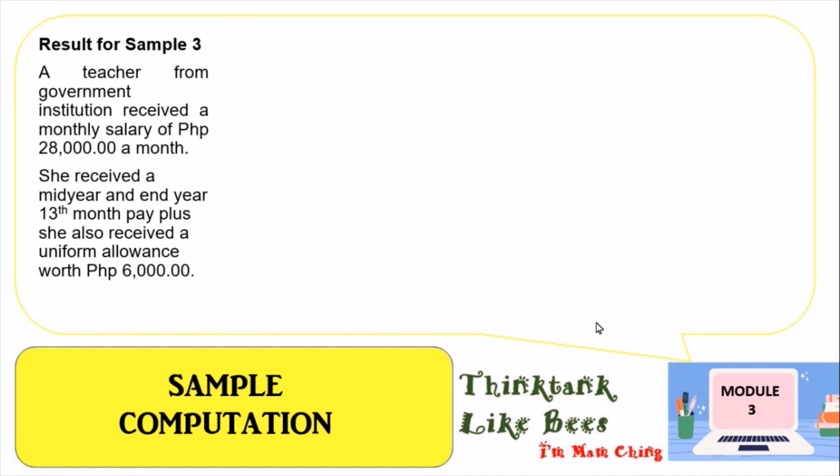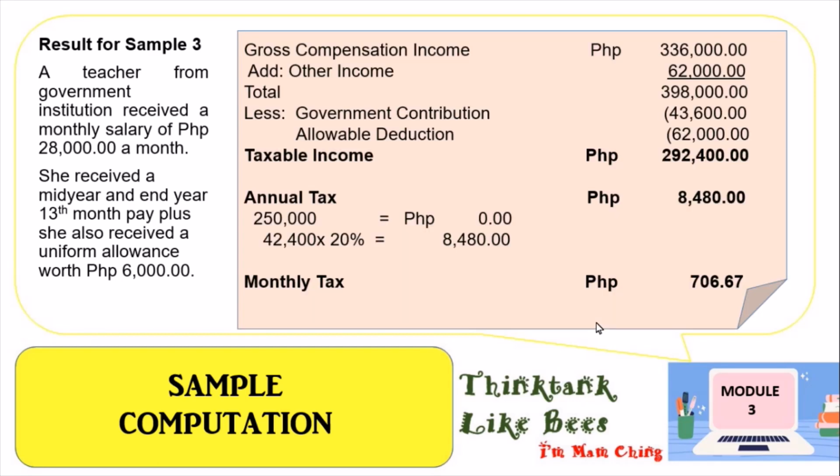Okay. So here's the result for the last sample of this computation. We have gross compensation income of 28,000 times 12, so we have 336,000. Add other income of 62,000. If you add these two, we have 398,000. Less the government contribution that we already computed, 43,600. Also deduct the allowable deduction from BIR, which is 62,000, which is not subject to tax. Okay? If you deduct these three, we have the taxable income of 292,400.